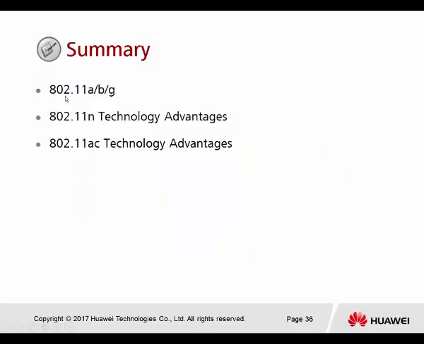So 802.11a, b, g is at the beginning part, and I also covered the technology advantages for 11n, and the last is for the AC.